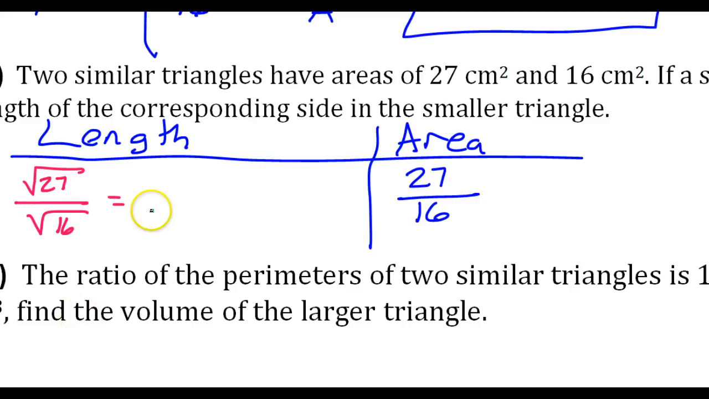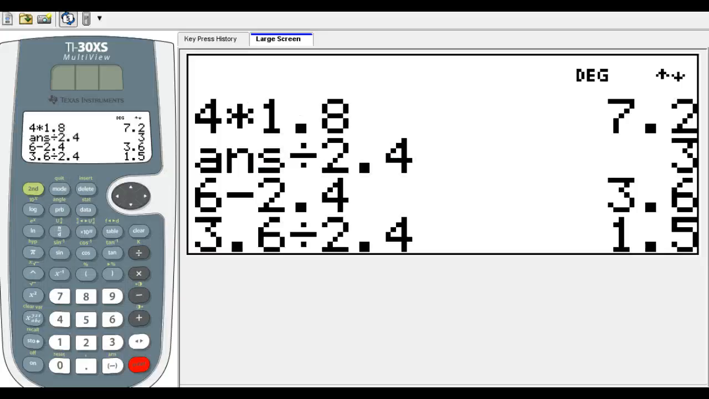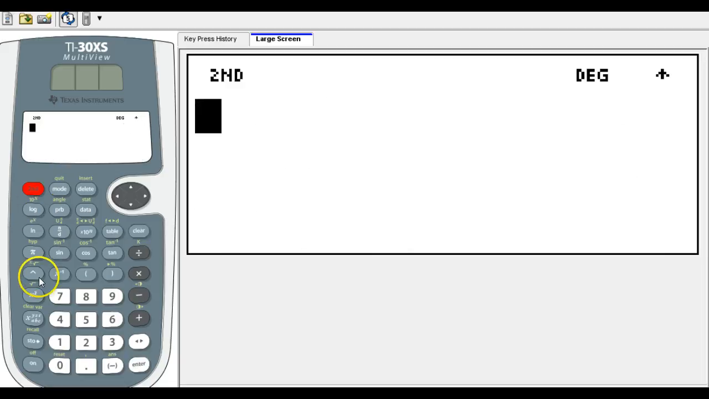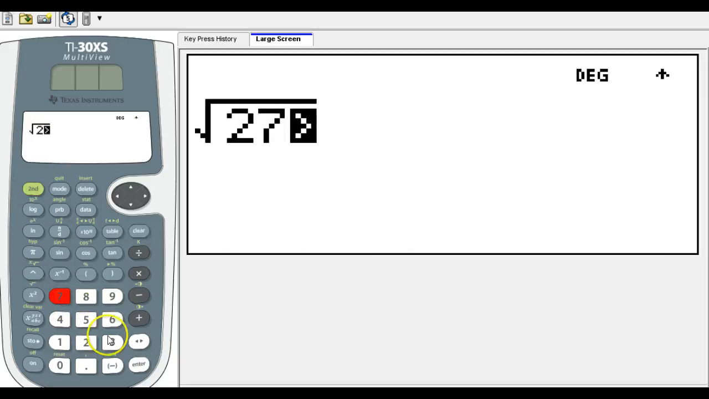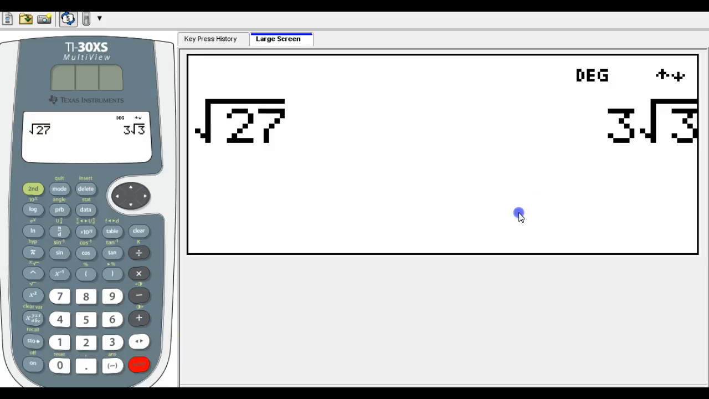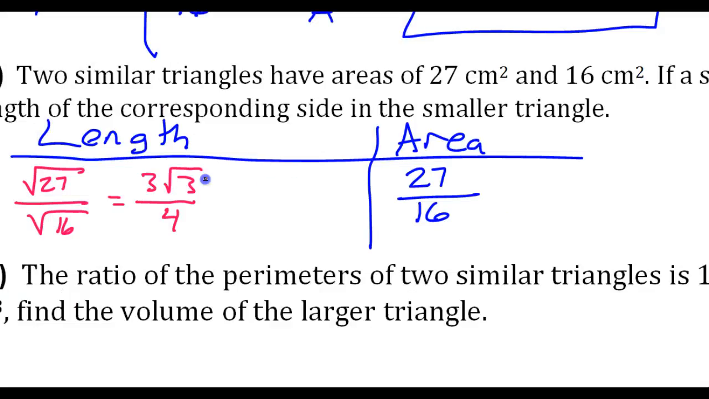If you put square root of 27 in your calculator, what's the first thing that it says? Not the decimal. What does it say? 3 square root 3. Okay, so the length scale factor is 3 radical 3 over 4. Let me just show you on here. If I did the square root of 27, that's 3 radical 3. So this must be the length scale factor, and this is what we're going to have to use. Don't make it into a decimal because that's rounding.